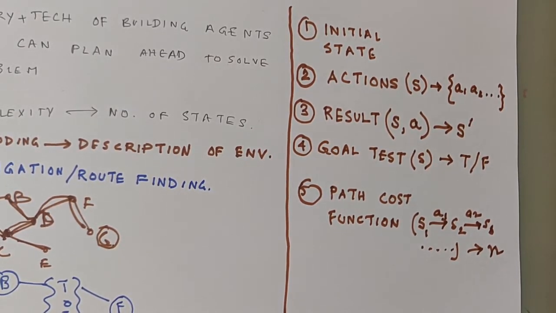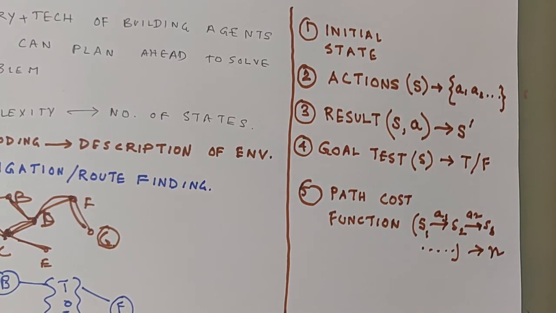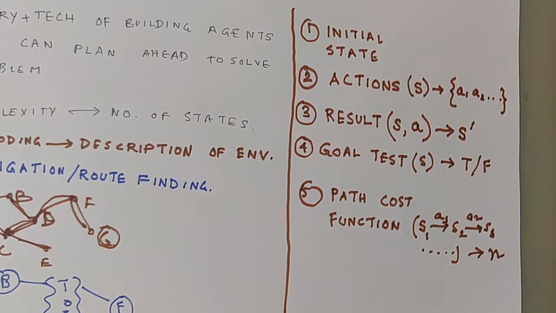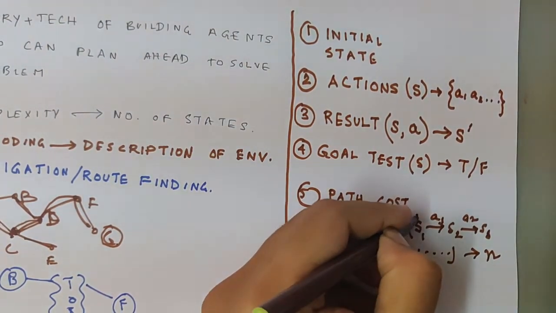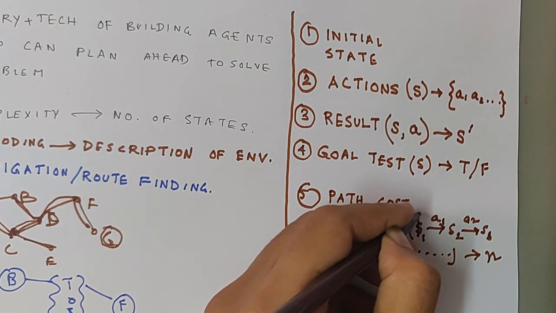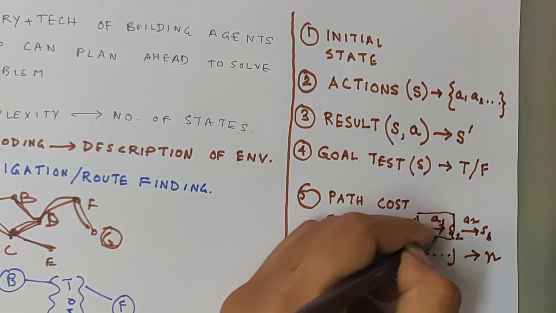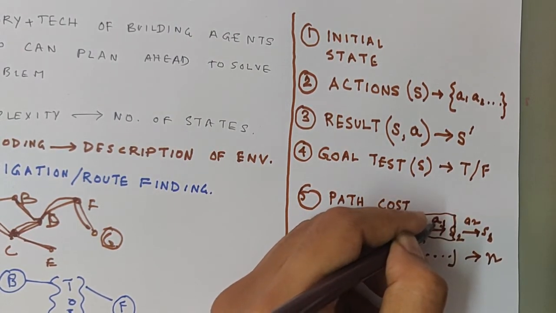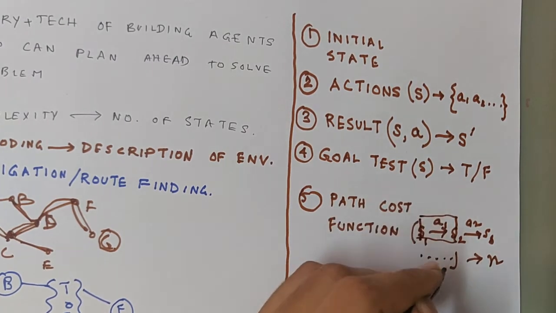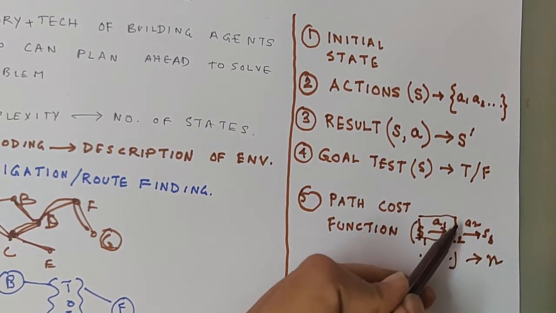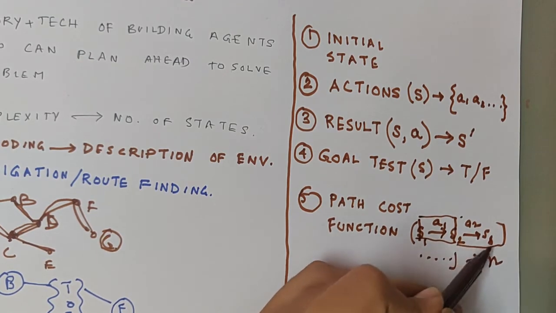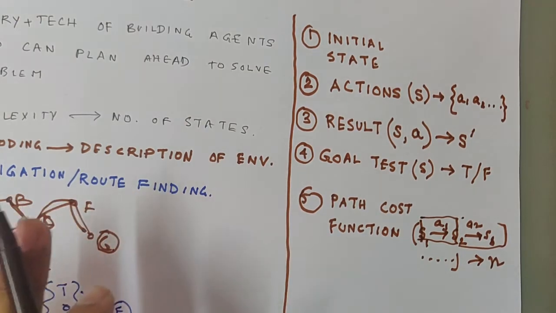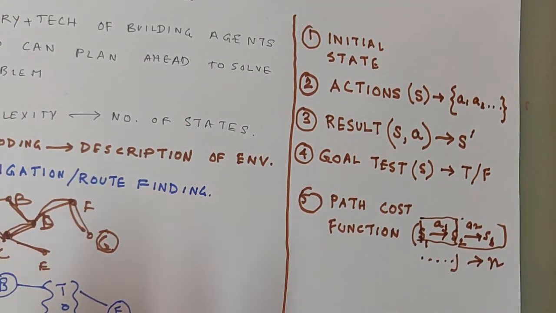Come to the illustration of the route finding problem again. The path cost is actually implemented as a summation of each step cost. From S1 to S2, I have incurred a cost in this step. From S2 to S3, again a step cost. From S3 to S4, again a step cost. The summation of all these step costs will give me the total path cost.